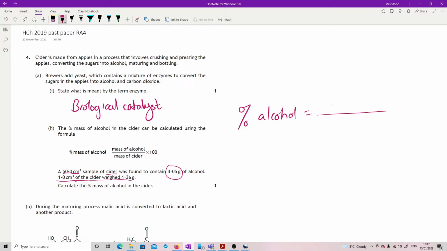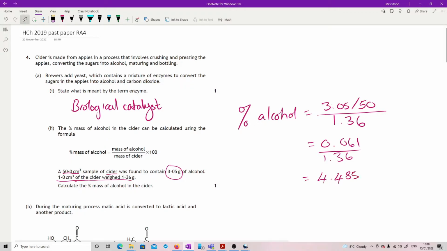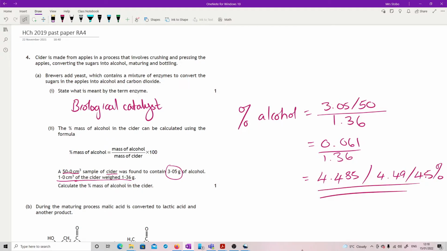So for my mass of alcohol, I actually want to do 3.05 divided by 50, and then my mass of cider is fine. My other option was to multiply up 1 centimetre cubed of the cider by 50, and then my 3.05 would work. Whichever way, as long as you've put in the calculation. So actually what I'm doing is 0.061 divided by 1.36, and that will give me 4.49, depending on how far you round, or you could even go as far as 4.5%. Okay, there's your mark.